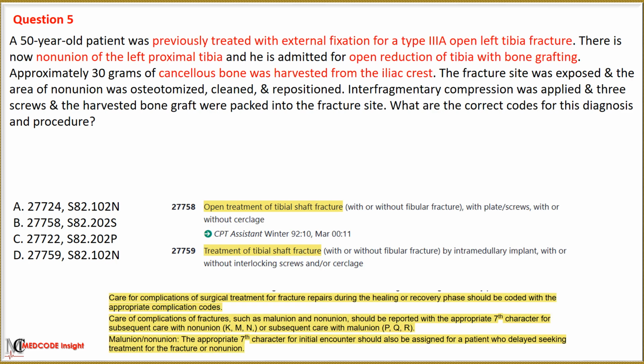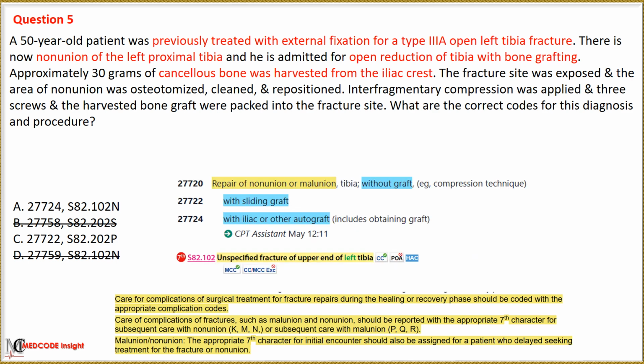In the given scenario, the physician is repairing a non-union tibia fracture. Non-union tibia fracture means the failure of the two ends of the fracture to completely heal. Since the fracture is not an acute traumatic fracture, we first eliminate option B and D as these codes are used for the treatment of acute traumatic fractures. To select the correct code, we need to determine the type of the graft used. In this scenario, the bone graft was harvested from the iliac crest. Our correct option is option A with code 27724 used for the repair of non-union or malunion of the tibia with iliac or other autograft.